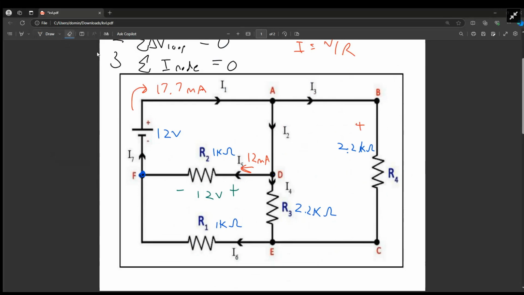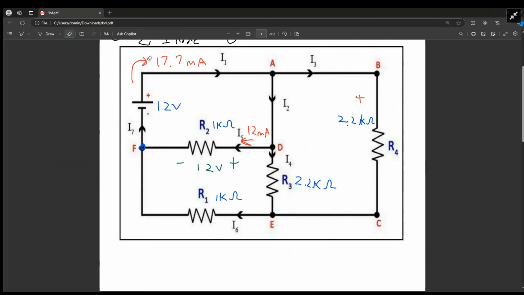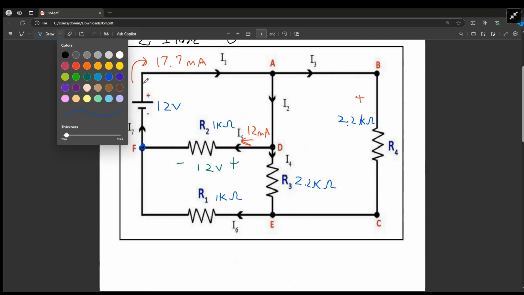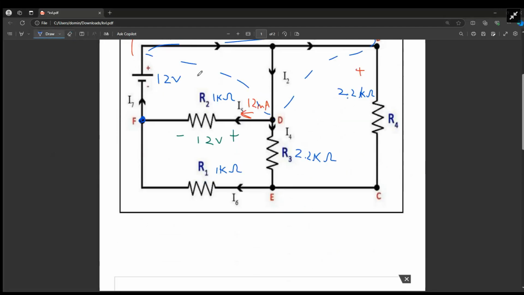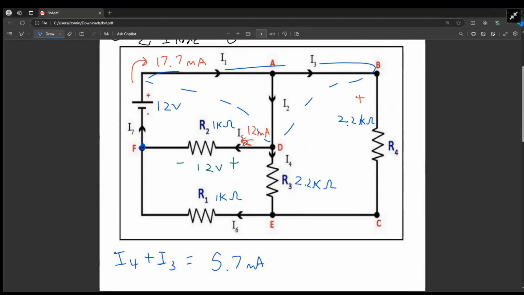Let's just make some equations here then, because we know that up here we have 17.7 going in to this node. Again, remember we treated this whole thing as one node up here. We have 17.7 going in. We have 12 milliamps going out. That means that we still need another 5.7. Well, that's I4 and I3. I4 and I3 are both going out. I4 plus I3 will have to be equal to that remaining 5.7 milliamps. And if you don't believe me, you could just say, well, plus I5 equals I1, because that's going in, and you subtract, you'll get this 5.7.